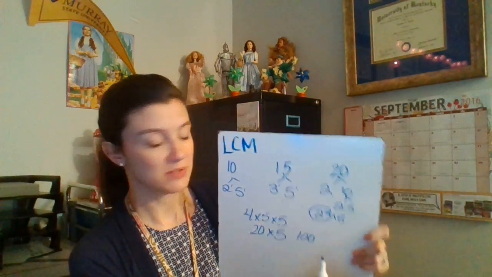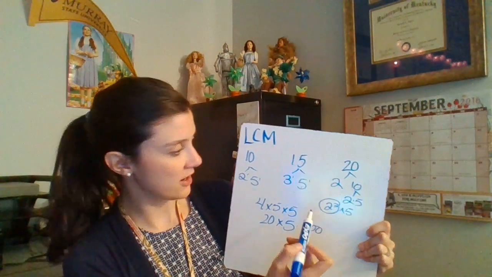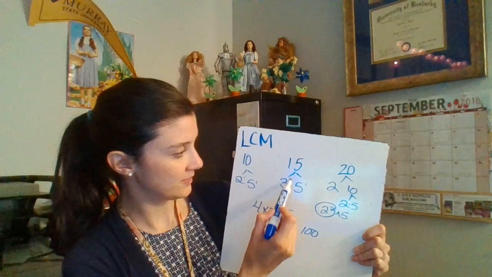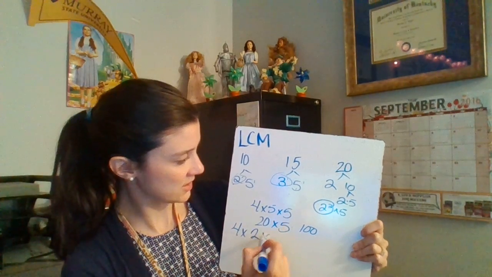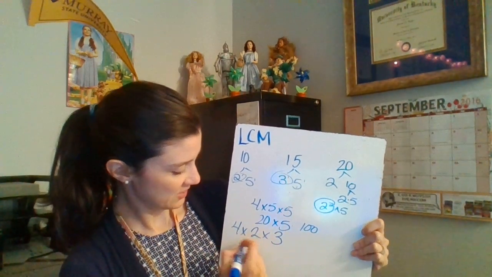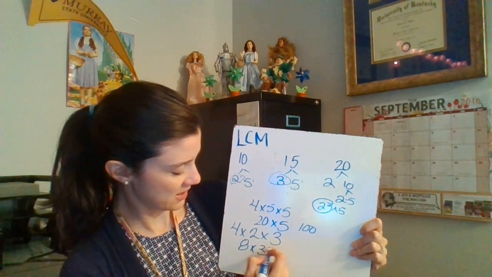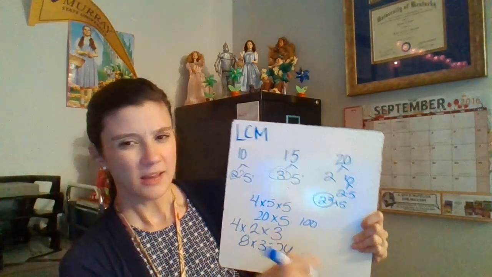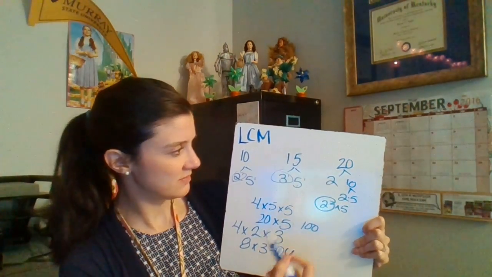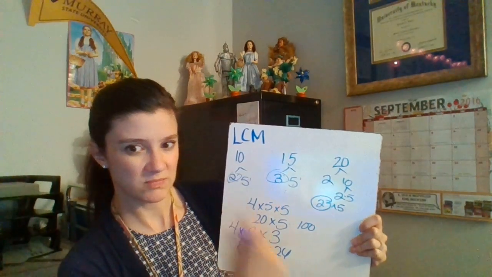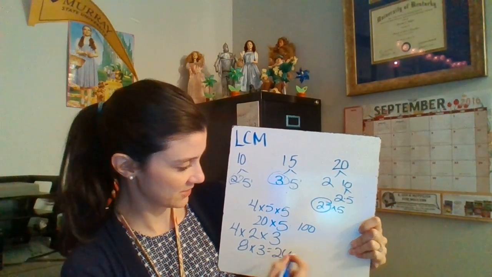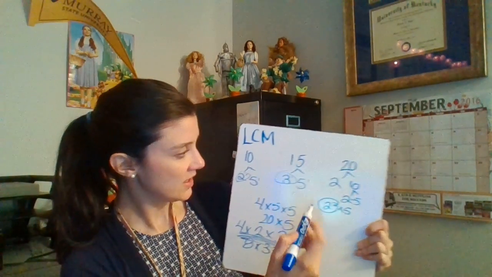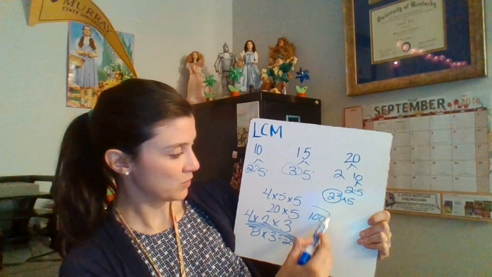See if we can find one smaller than that. We'll keep the 2 squared here, but then let's try the 3 and the 2. So 2 squared is 4 times the 2 here times the 3 here. So 8 times 3 is 24. We know that can't be right because 15 won't work. None of these will work. 24 is not a multiple of any of those numbers. So scratch that.